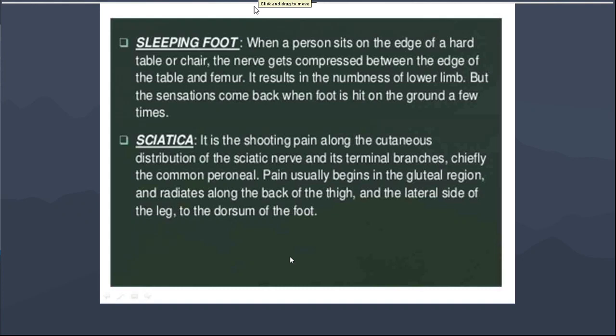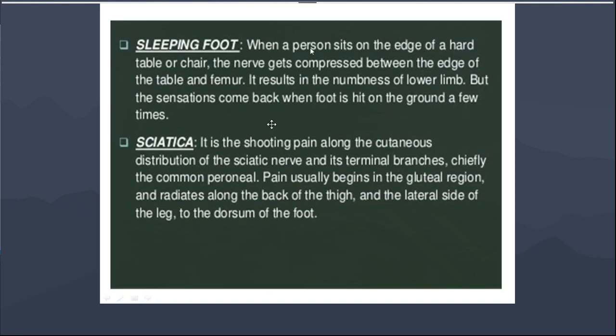Now next is the sleeping foot, then sciatica. Sleeping foot means when a person sits on the edge of a hard table or chair, the nerve gets compressed. The nerve will be the sciatic nerve with the common peroneal component. So this sciatic nerve gets compressed between the edge of the table and the femur.